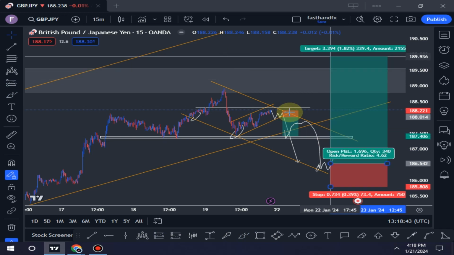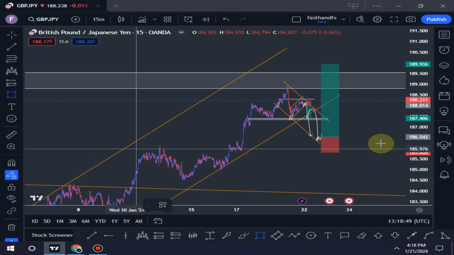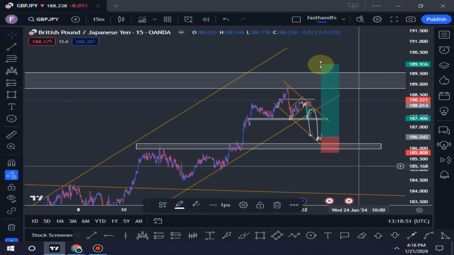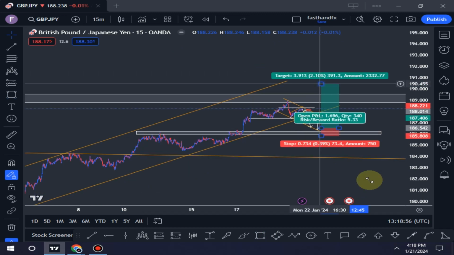This is when we break this structure. This is when we should be breaking this structure, maybe this level. It makes sense. It makes sense for me.